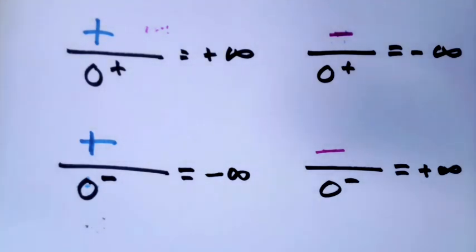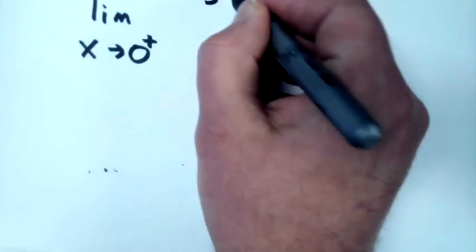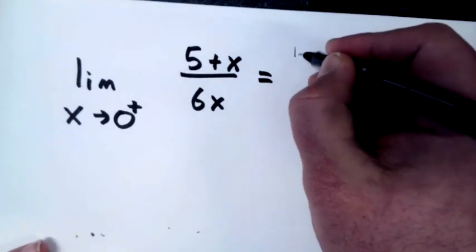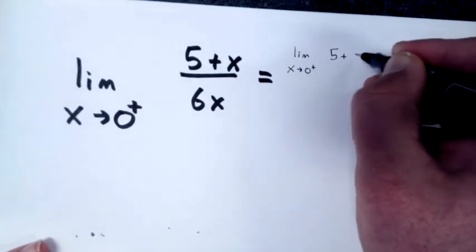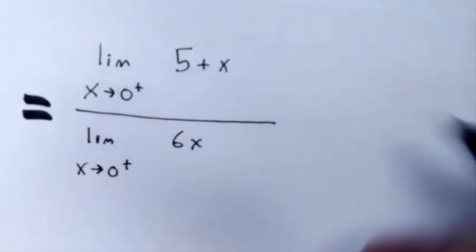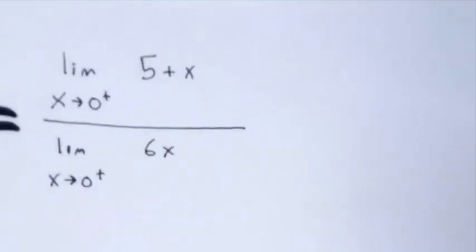And I don't want you to just try to memorize these without understanding. Take the limit as x approaches 0 plus of (5 plus x) over 6x. Rewrite this using properties of limits as the limit as x approaches 0 plus of 5 plus x over the limit as x approaches 0 plus of 6x. Well, can I plug in 0 plus? And here's the part: I can plug in 0 plus even though I can't plug in 0, because 0 plus isn't a real number. 0 plus is just a thing I made up to help me walk through this.